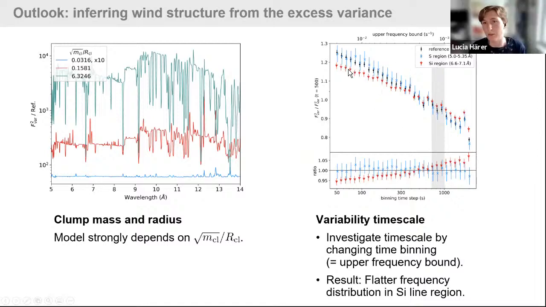And we also compared the region where we don't see lines to the silicon line region. And interestingly, the trend here is a bit flatter. So it might point to an effect where the variability is introduced by larger clumps, or larger clumps contribute more to the variability, I should say. And this might be because in larger clumps, the line strength can vary over a wider range.